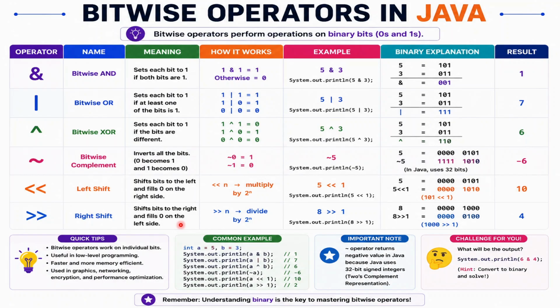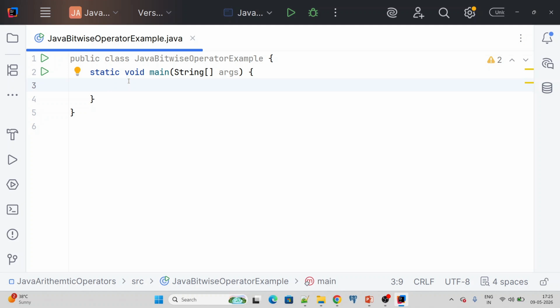So this is all about the theoretical part. Let's deep dive into the practical part so that you can understand it better. So now let's move into the practical part of the video. We have covered bitwise operator AND, bitwise operator OR, bitwise operator XOR, and bitwise complement operator. Then we have completed left shift, and we have seen the right shift operator.